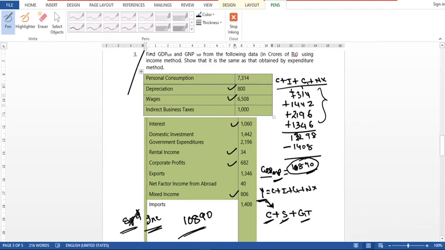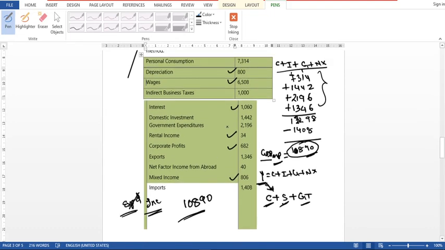Here we are going to total all the persons' income, including depreciation, who have provided us fixed assets. So this will be nothing but depreciation, wages, interest, rental income, corporate profits, and mixed income. This will be from the income side, and this will be from the expenditure side. Sir, whose income is this? It will be added in total savings. So this is nothing but the consumption method.